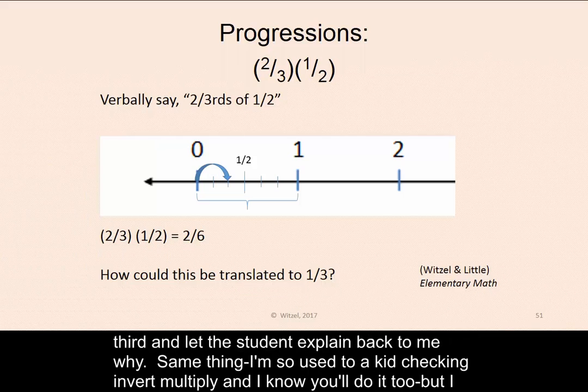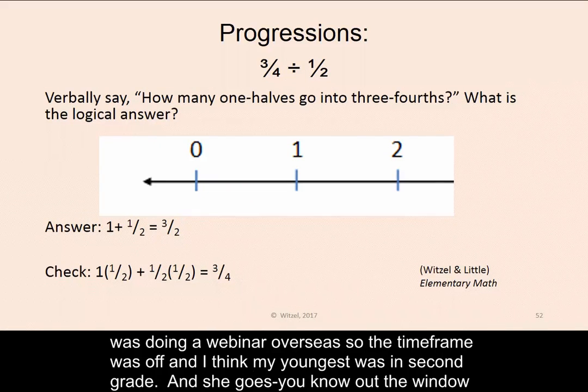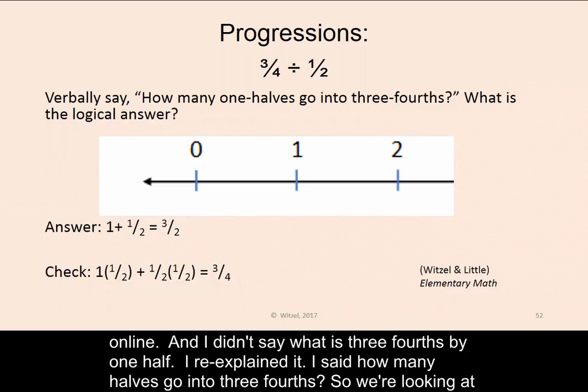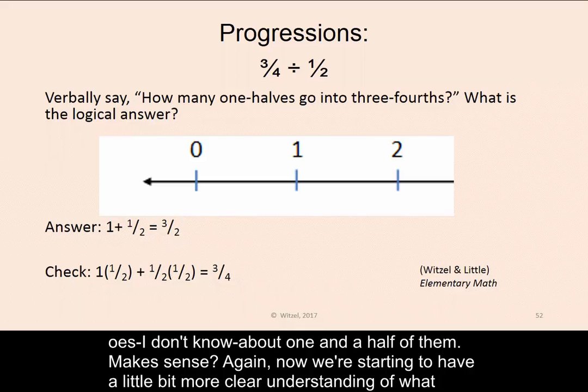Same thing. I'm so used to kids checking and invert and multiply, and I know you'll do it too, but I was doing a webinar overseas, so the time frame was off, and I think my youngest was in 2nd grade, and she was at the window of the office, and she goes, tell me what you were doing, right? So I'm lying down in bed with her late at night, and I said, well, here's what we're doing online. And I didn't say what is 3/4 divided by 1/2. I re-explained it. I said, how many halves go into 3/4? So we're looking at her ceiling, and I said, here's 3/4, and here's half. How many of those halves of your ceiling would fit into 3/4? And she goes, I don't know, about 1.5 of them. Make sense? Again, now we're starting to have a little bit more clear understanding of what we're doing.